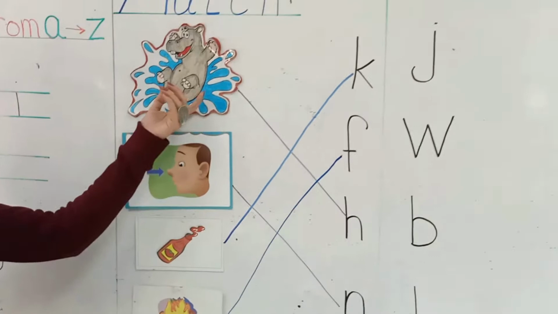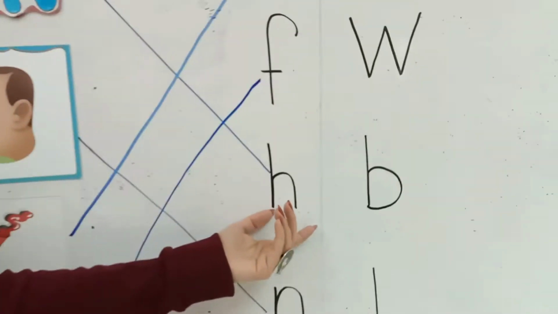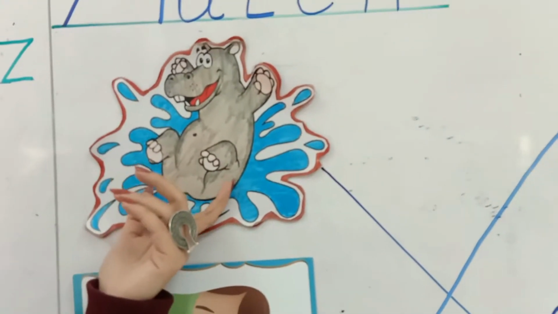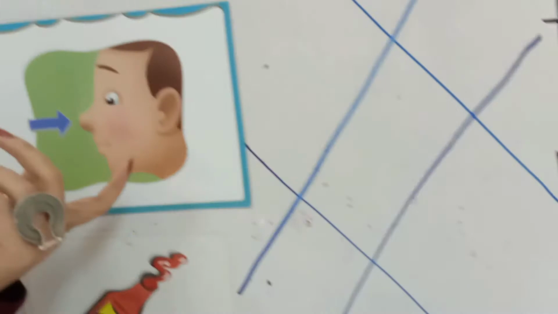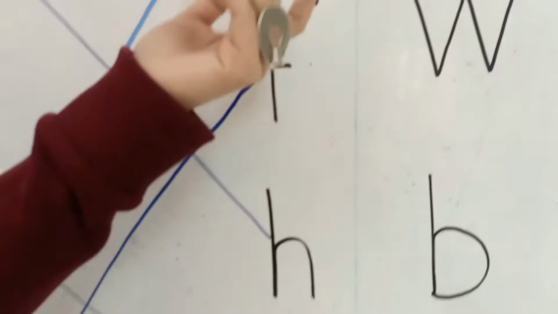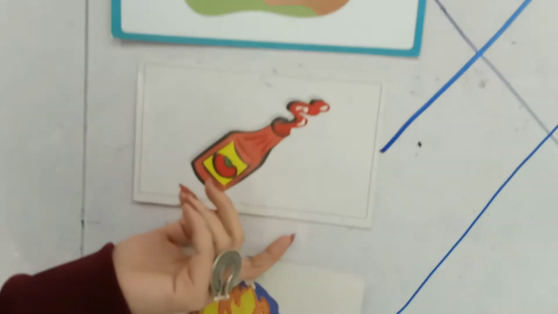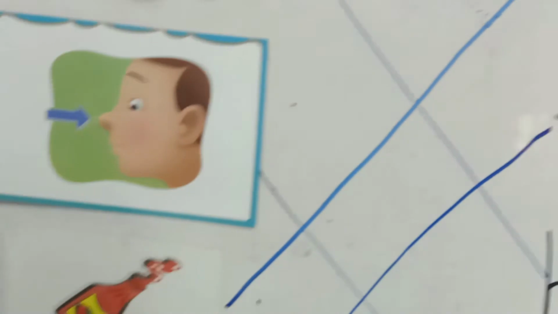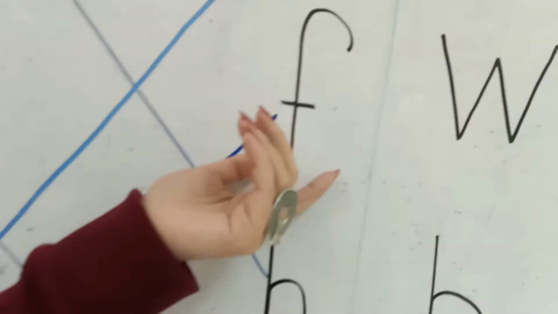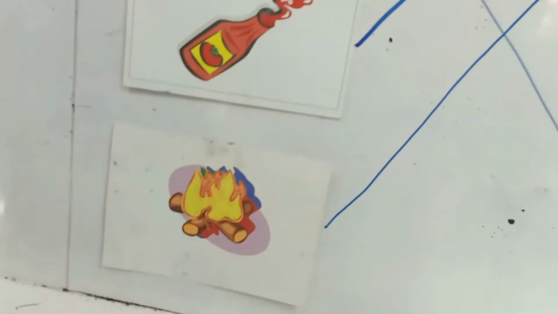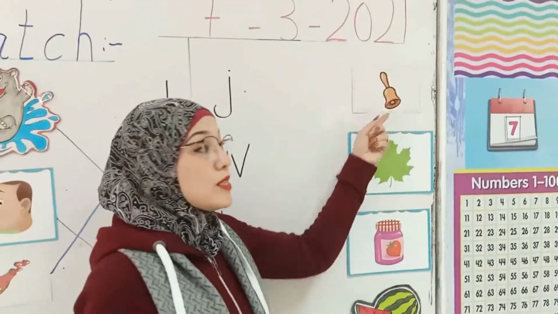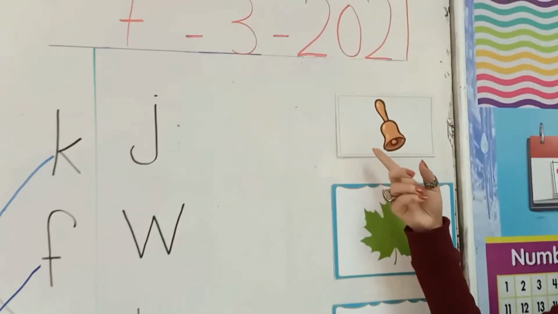And now, H is for hippo. And N is for nose. And K is for ketchup. And F is for fire. And now, can you tell me, KG1, what is this?